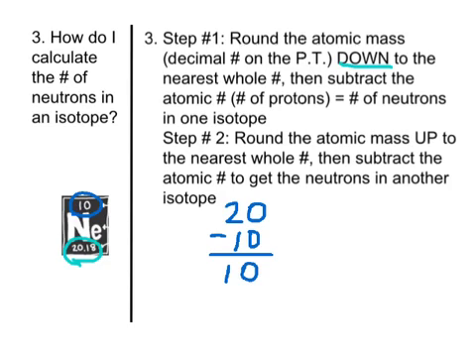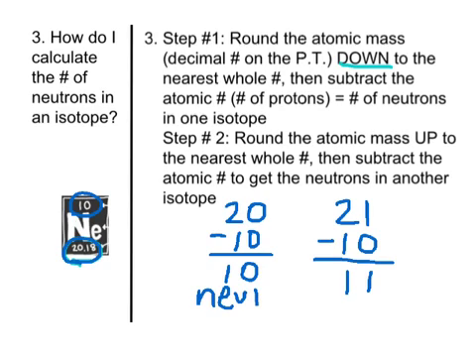Now the second step is to round the atomic mass up to the nearest whole number. So if we take a look, 20.18 over here is between the number 20 and 21. So if we round it up, we would get 21. Now we subtract the number of protons from that, and we get 11 neutrons. Okay, so we've got an isotope of neon that will have 10 neutrons, and another isotope of neon that will have 11 neutrons. So that's kind of an easy way to use our periodic table to figure out at least 2 isotopes of an atom.